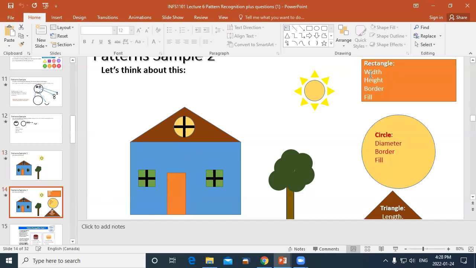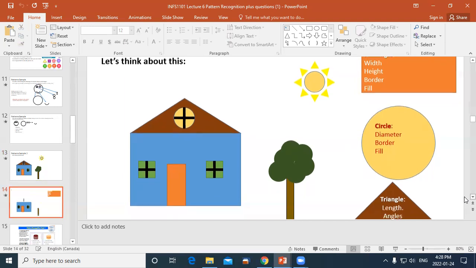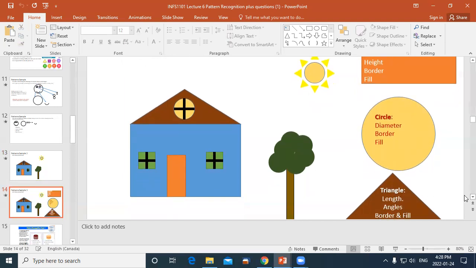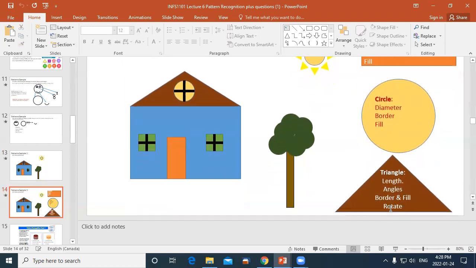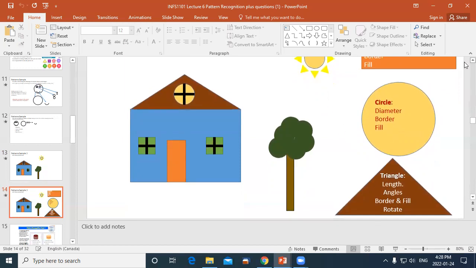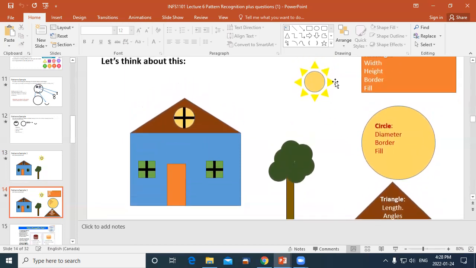We've got a rectangle module, and we'd need to know the width, the height, the border, and the fill, and we could draw all of these rectangles. With a circle module, knowing the diameter, the border, and the fill, we could draw those circles. And a triangle module. For the triangle, we need to know a little bit more, because we need to know the rotation of the triangle, because these triangles have different orientations.